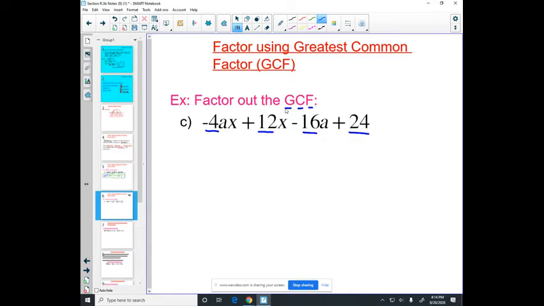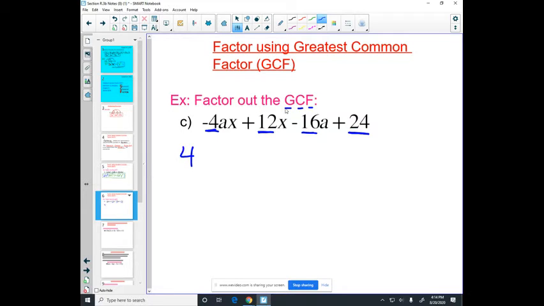Well, they're all even, so they're all divisible by 2. But we want the greatest one. So it looks like 4 is divisible by 4, 12 is divisible by 4, 16 is divisible by 4, and 24 is divisible by 4. So 4 is going to be our greatest common factor.